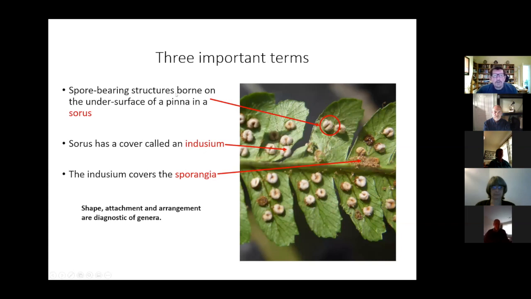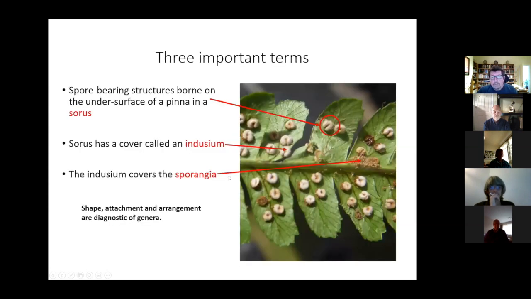So spore-bearing structures are borne on the undersurface of this pinna. This is the leaflet. In a sorus, this is the whole sorus, this thing here. It's a whole reproductive structure. Now, this sorus has a number of parts, and I'll show you a cross-section in a minute, but it has a cover called an indusium. In this shape here, the indusium is kidney-shaped. So you can see this, it's a bit like a kidney. So this is the indusium, which covers the spores underneath.